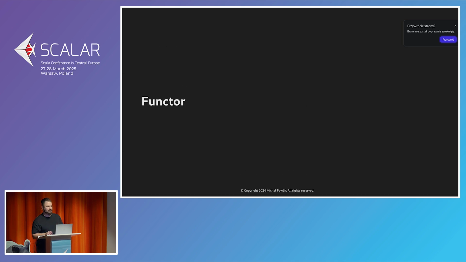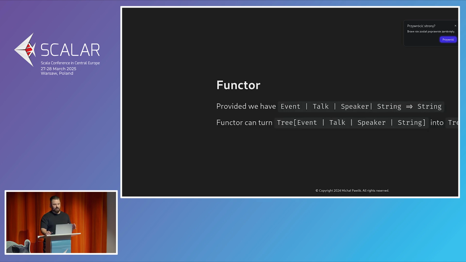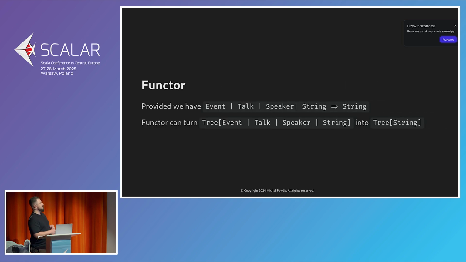So yeah, we're going to the part of the world that some people might consider maybe more difficult, but why do we need a functor? Well, provided that we can turn an event or a talk or a speaker to a string, a functor is just something that will turn our tree of that thingy into a tree of string. So essentially the tool that we need for the job, right?